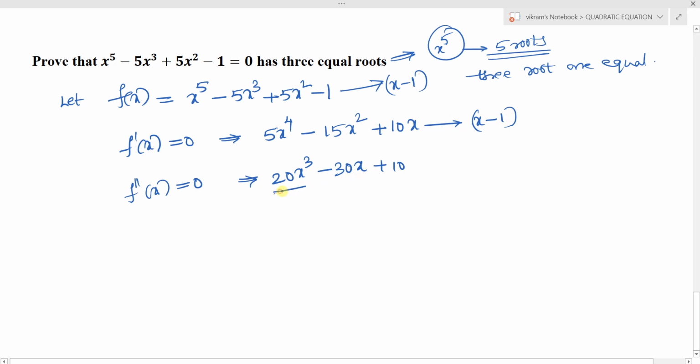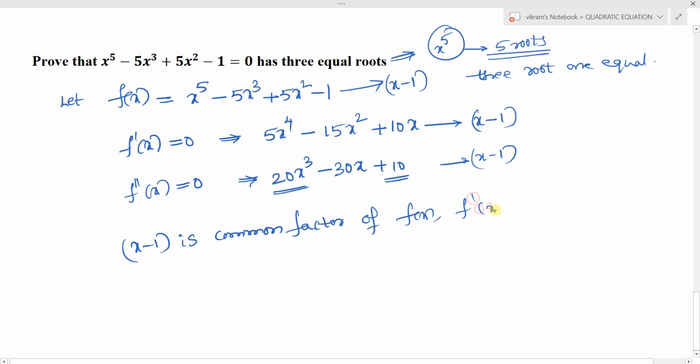Then the sum of the coefficients of f double dash of x, 20 plus 10 minus 30, is also 0. That means x minus 1 is also a factor of f double dash of x. So x minus 1 is a common factor of f of x, f dash of x and f double dash of x.